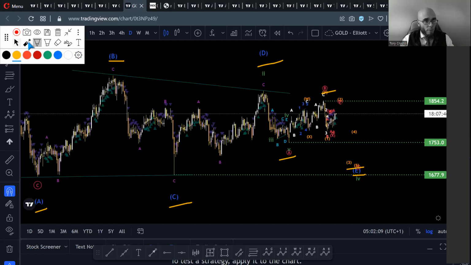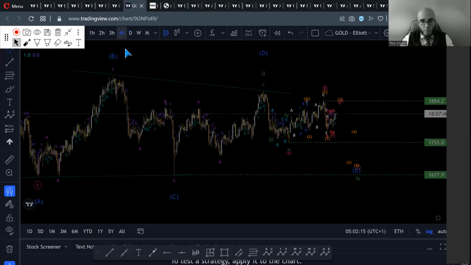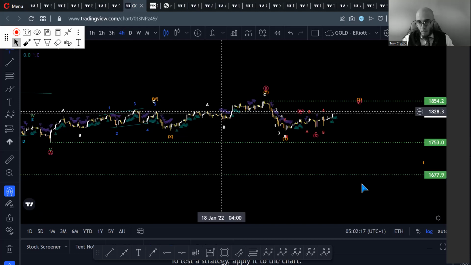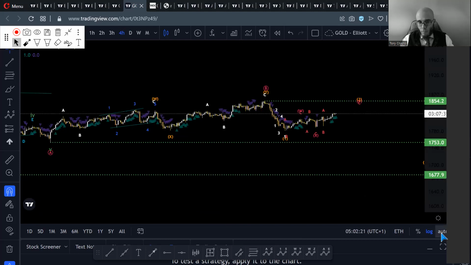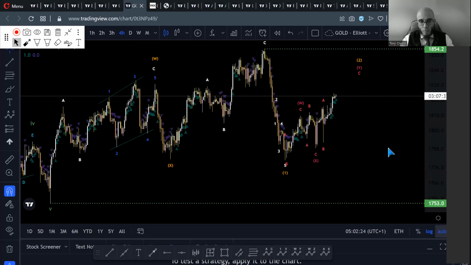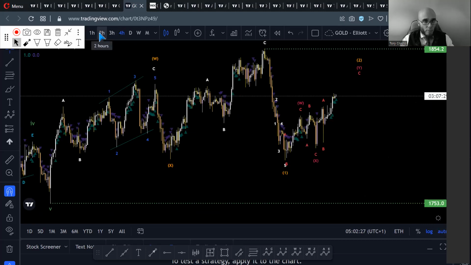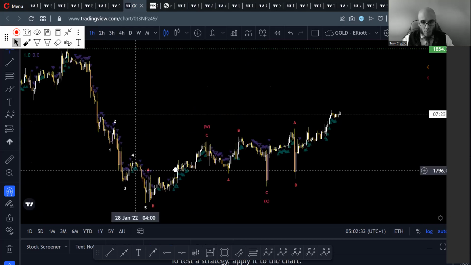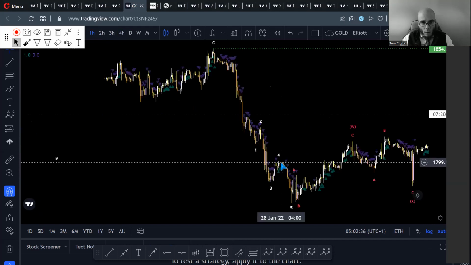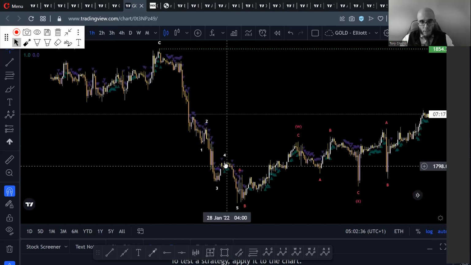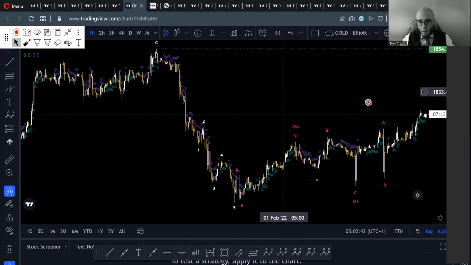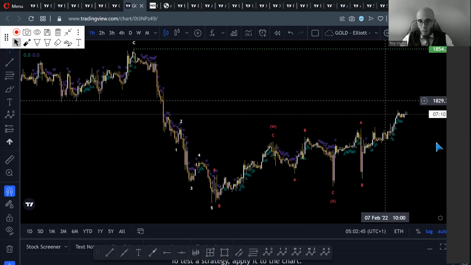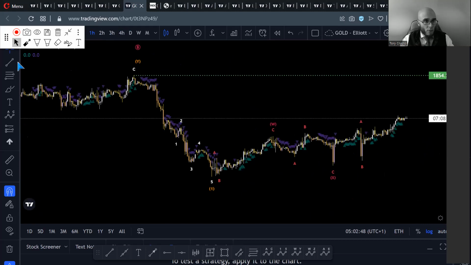So let me zoom in once more. Maybe I take a look at the 4 hour chart or the 1 hour chart. Let's first try the 4 hour chart. Let me zoom in once more. The 1 hour chart, I think it's a little better. And let me zoom out a little. Okay, that should do.